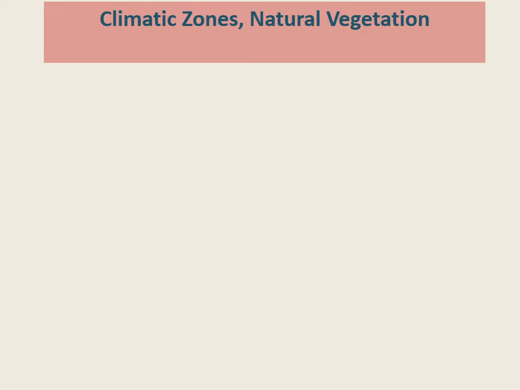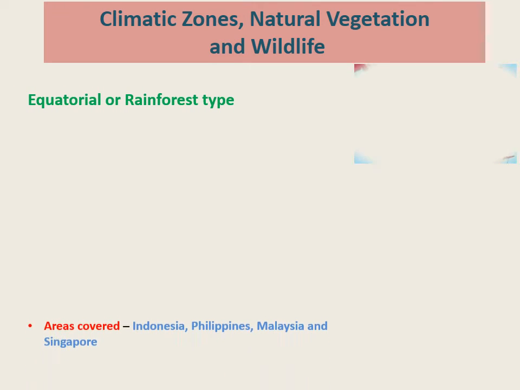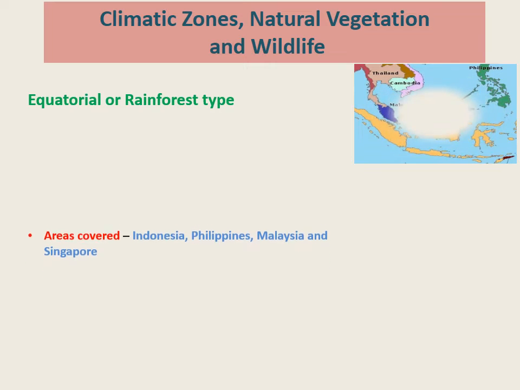Next subheading is climatic zones, natural vegetation and wildlife. A vast continent like Asia has a variety of climatic zones. Let us discuss the major ones. The equatorial or rainforest type. Areas covered are Indonesia, Philippines, Malaysia and Singapore.